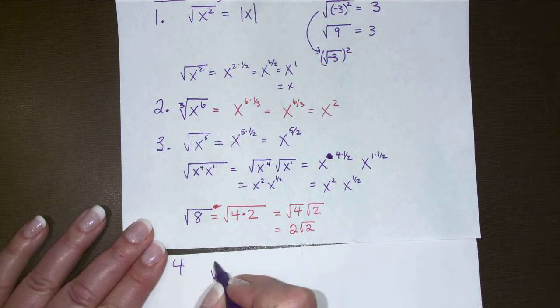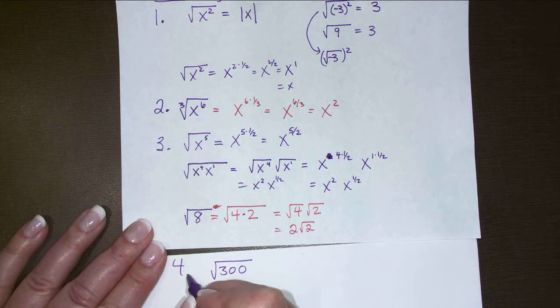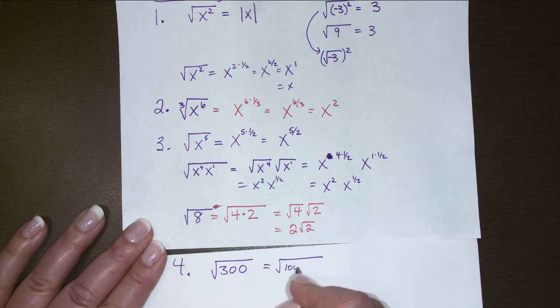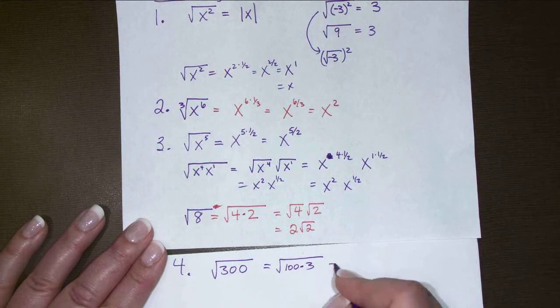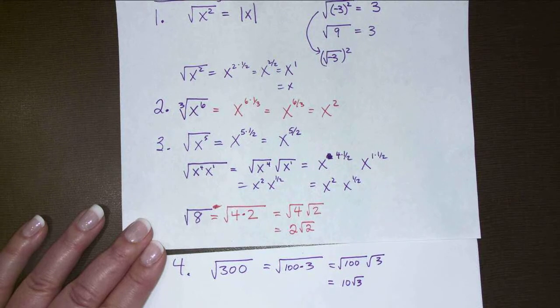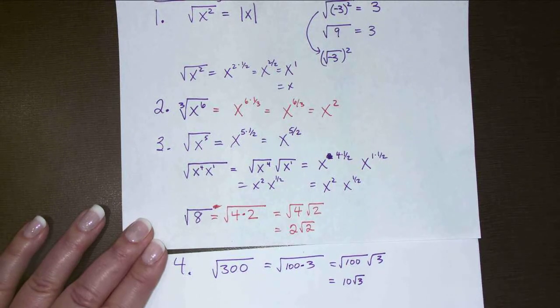So looking at that, say we had the square root of 300. We could write that as square root of 100 times 3. We know the square root of 100. And root 3 would have to stay, so the answer is 10 root 3, as sort of a mixed radical.